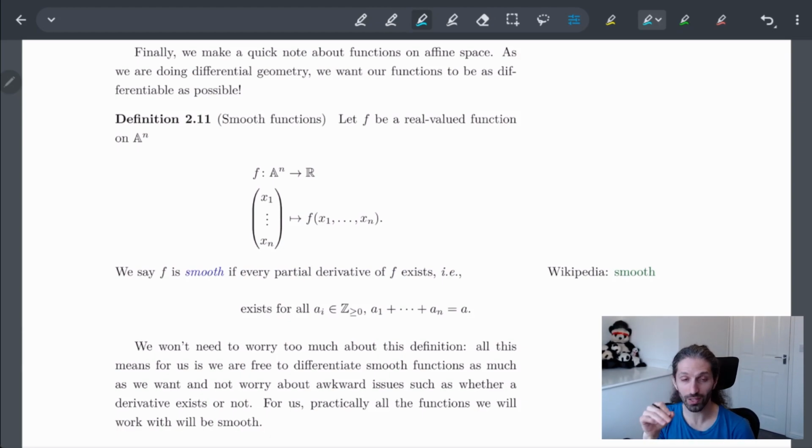So we're gonna make a quick note on functions on affine space. So like, remember we talked about linear operators. The idea in affine space is that we have functions. And we're eventually going to do differential geometry. That's the name of the section. So we want our functions to be differentiable.